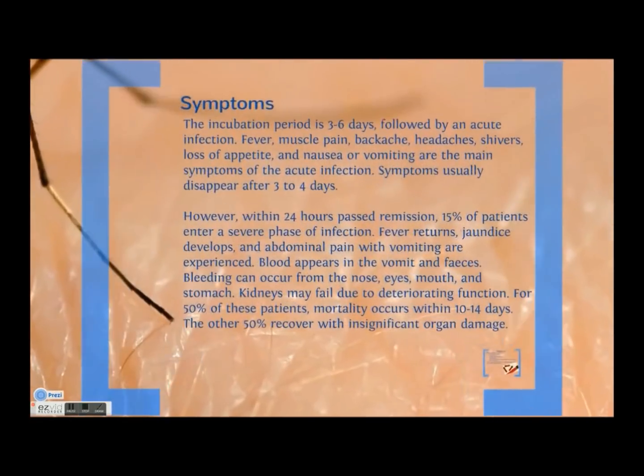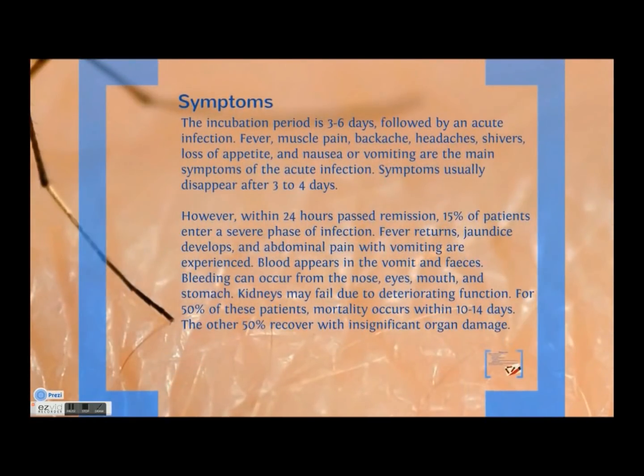The incubation period for yellow fever is 3 to 6 days followed by an acute infection. Fever, muscle pain, backache, headaches, shivers, loss of appetite, and nausea or vomiting are the main symptoms of the acute infection. Symptoms usually disappear after 3 to 4 days. However, within 24 hours past remission, 15% of patients enter a severe phase of infection. Fever returns, jaundice develops, and abdominal pain with vomiting are experienced.